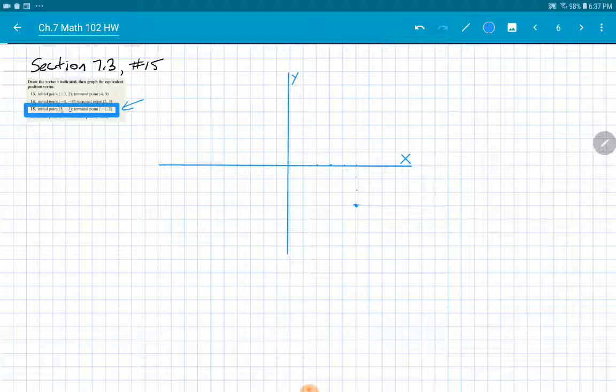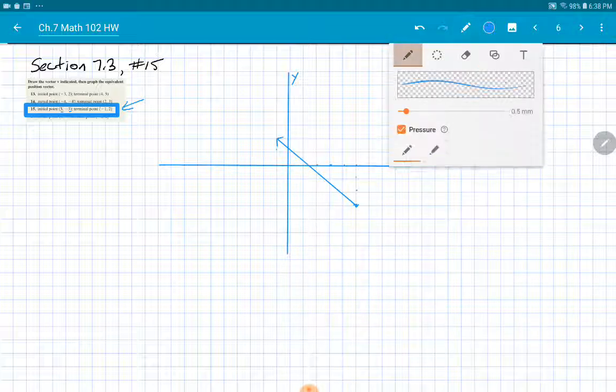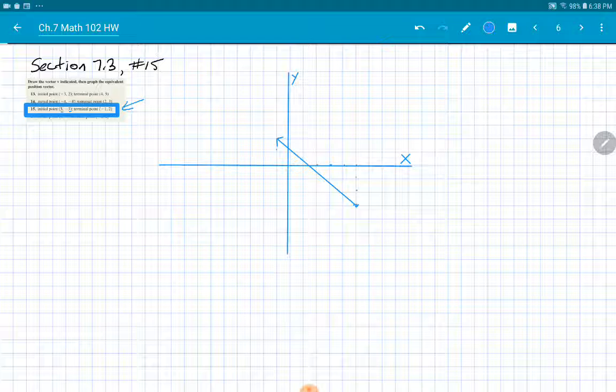And our terminal point is -1. So going back to the origin, I go -1 and up 2. 1, 2. And there I draw a vector going from the initial point to the terminal point. So that initial point was 5, -3, and that terminal point, that tip of that arrow, is at -1, 2.